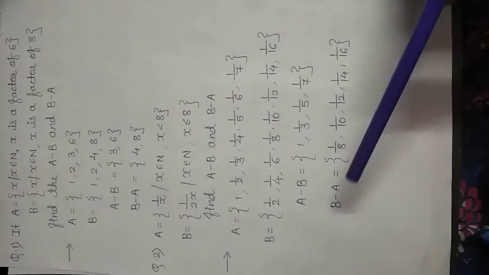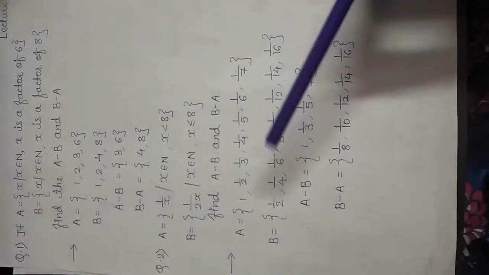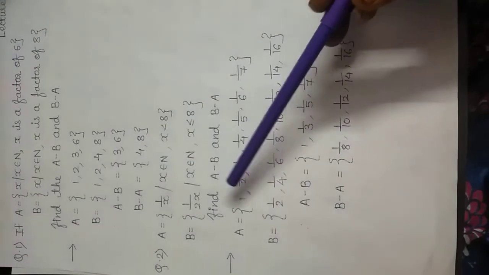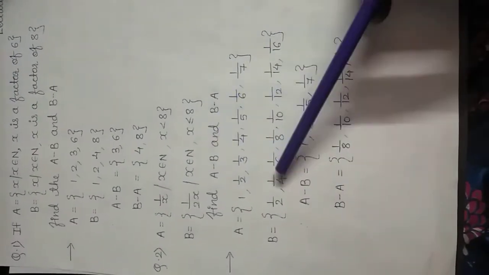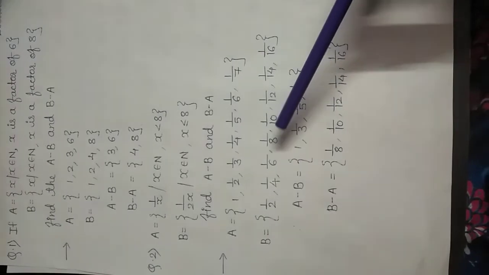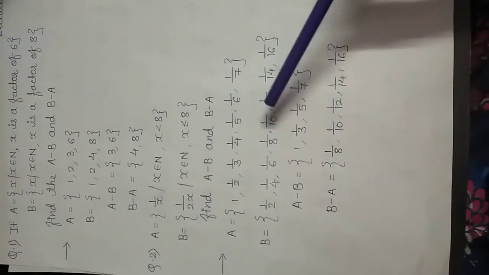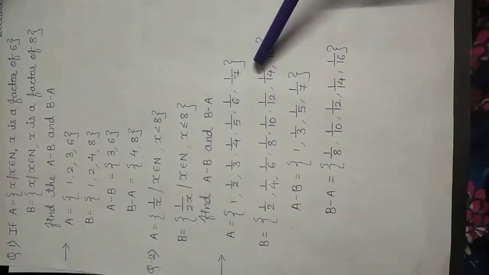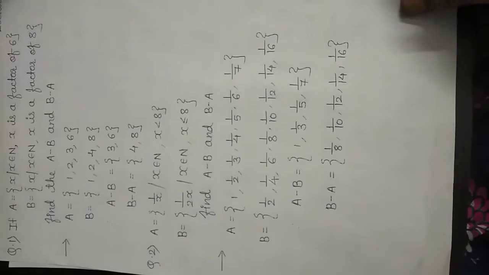Now for finding B minus A, from set B, we will remove the elements of set A. So we are going to remove 1 by 2 from B, then 1 by 4, then 1 by 6. No other element is present here to remove from B. So B minus A will be the set containing elements 1 by 8, 1 by 10, 1 by 12, 1 by 14 and 1 by 16. So these are the answers.